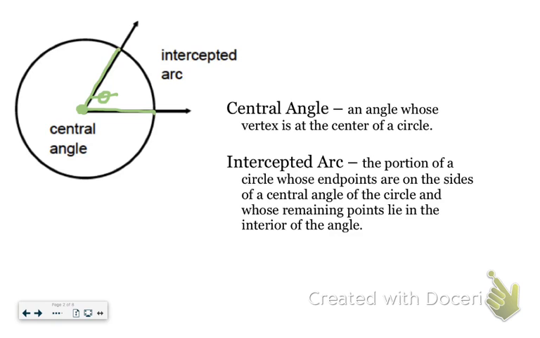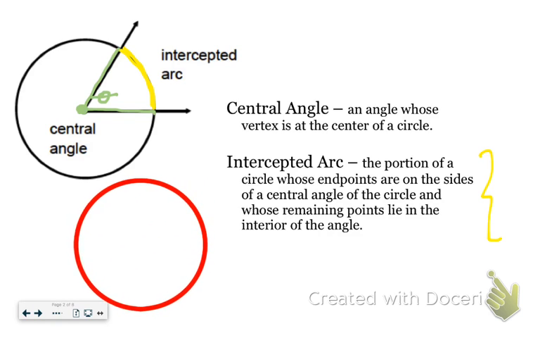Then the intercepted arc is the portion of a circle whose endpoints are on the sides of a central angle of the circle and whose remaining points lie in the interior of the angle. That's a lot of words. Basically, for the intercepted arc, you take where your angle is and look on the inside of the circle. So it's where the angle intercepts our circle. Right there is our intercepted arc. Pretty straightforward, not too bad, it shouldn't be.